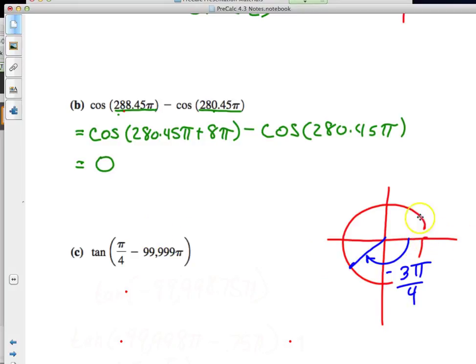I'm going to go pi over 4. I can look at this way too. I have a picture here, but eventually my angle is going to be here at 3 pi over 4. But let's talk about this way. If I have a picture here, and this is up here at pi over 4. I'm here at pi over 4.